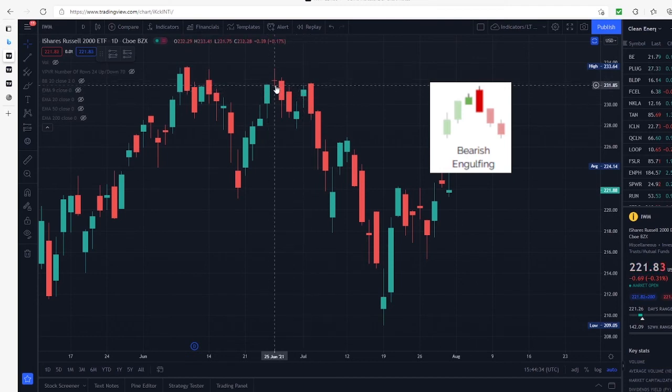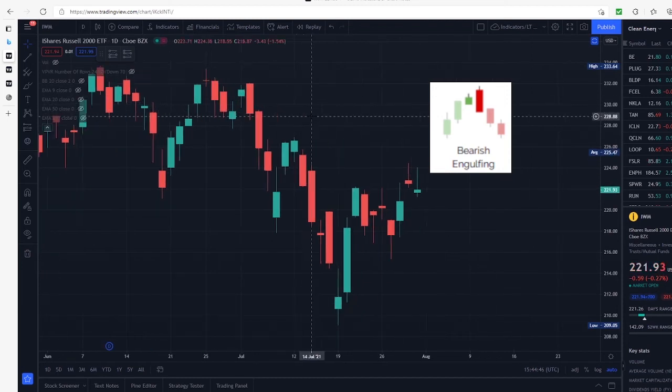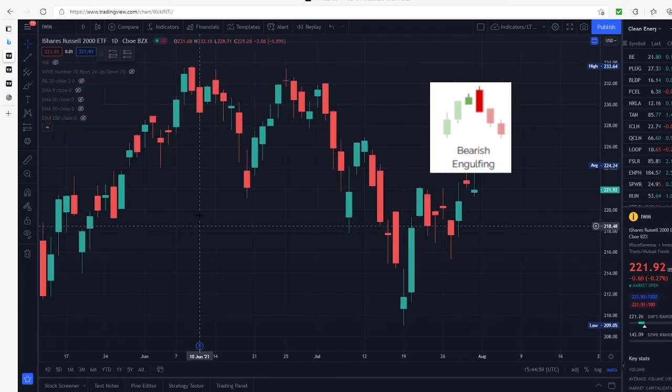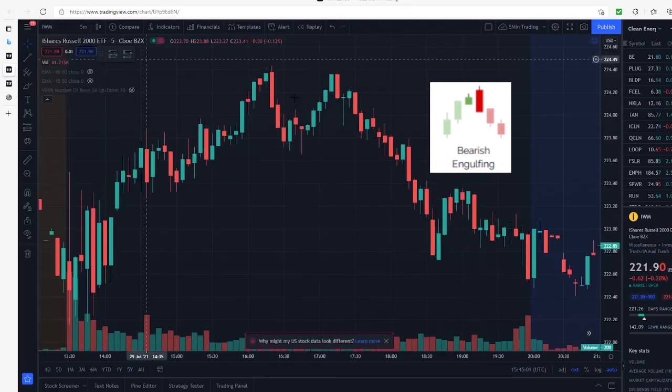You got your shooting star, and then a couple green candles. The buyers were trying to fight to keep this IWM from going further down, and then you finally get this massive bearish engulfing candle right here, which completely engulfs the previous green, and you can see the ensuing downtrend that took place. Now, these candlestick patterns hold true regardless of the time frame you're in.